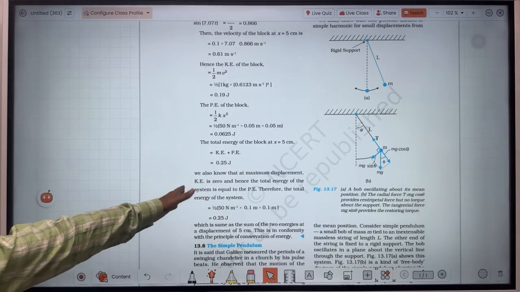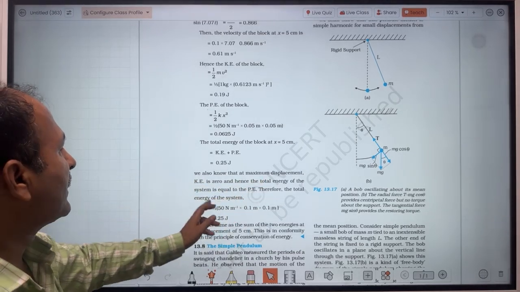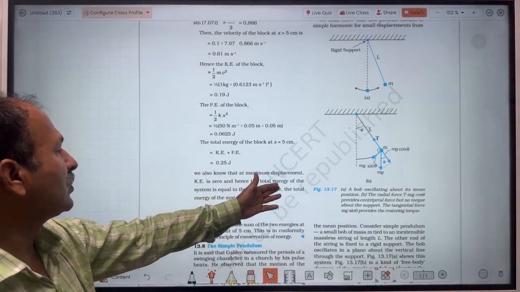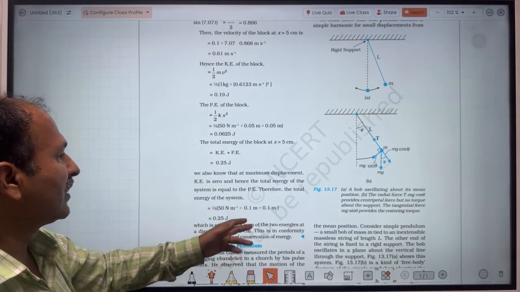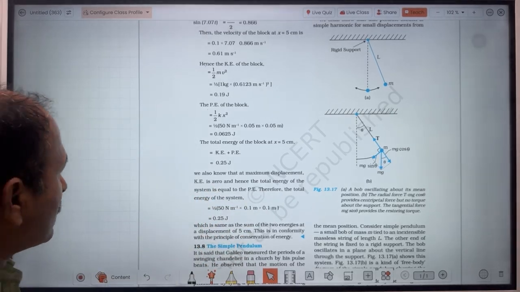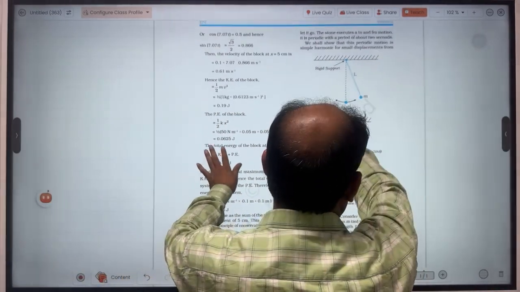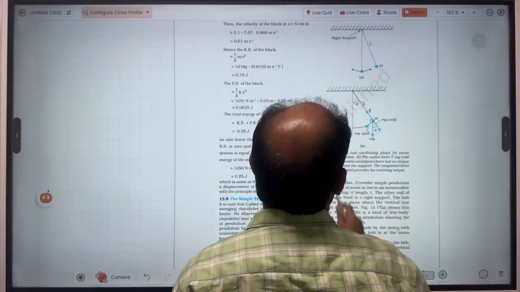And then here some more information is given. We also know that at maximum displacement, kinetic energy is 0, and hence the total energy of the system is equal to the potential energy. Therefore, the total energy of the system will be this much, right? So you have understood. Now we are going to see the case of the simple pendulum.